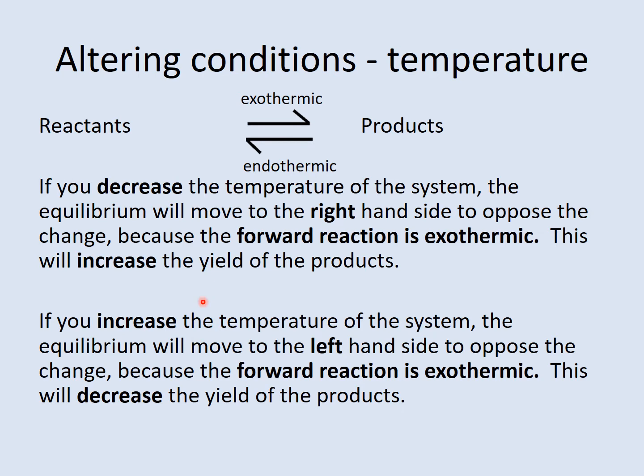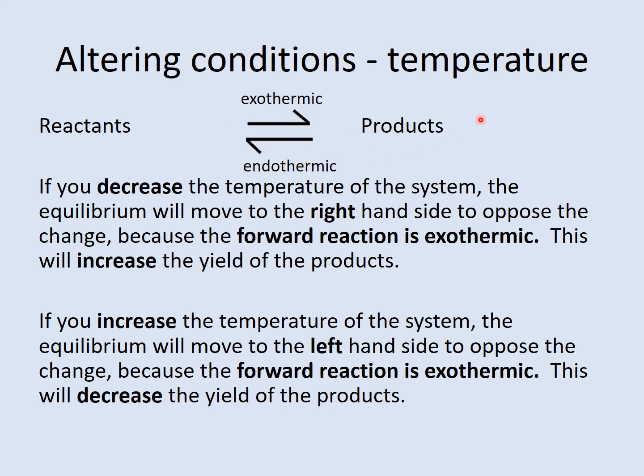Okay, so if we increase the temperature, so we make it hotter, it doesn't like that either. It tries to cool itself back down again, so it will then go in the endothermic direction, so it will move to the left and make more reactant. Right, why does it do that? Well, again, because the forward reaction is exothermic.